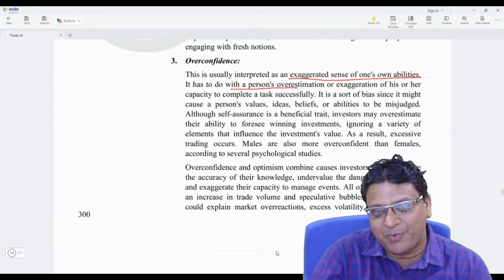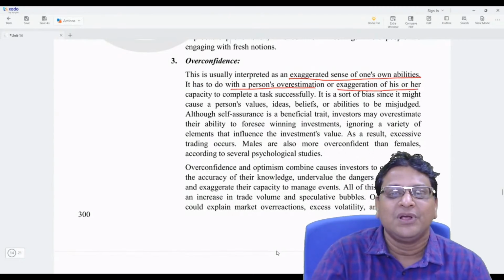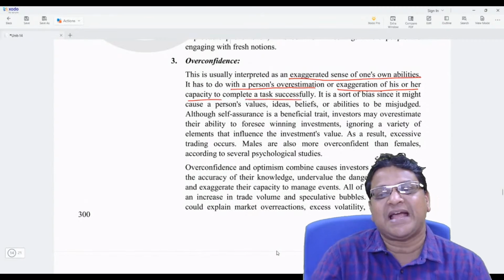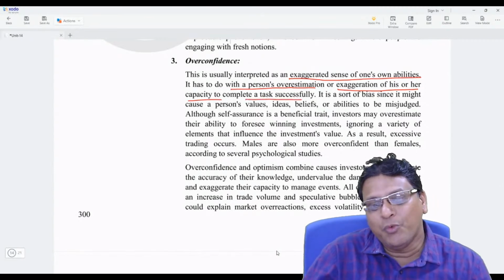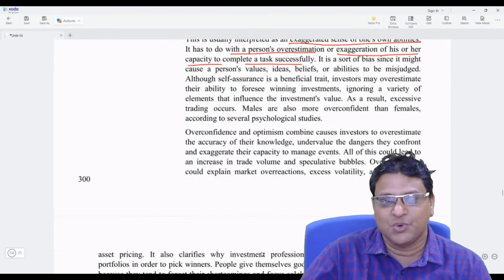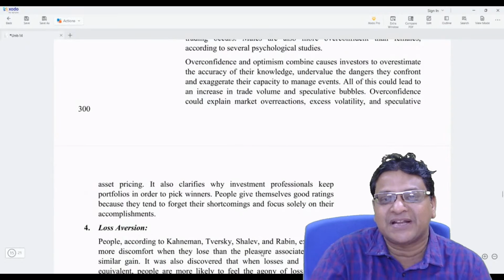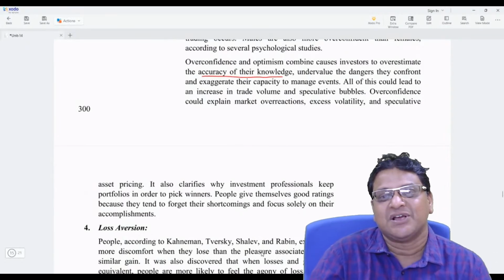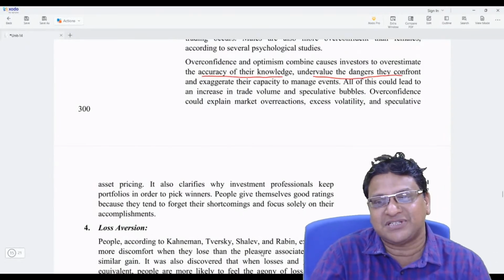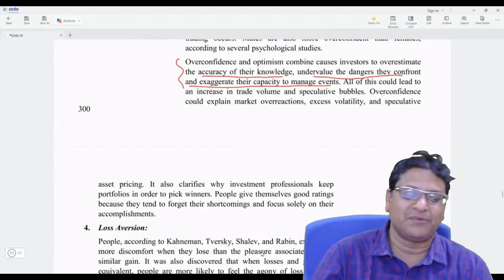It has to do with a person's overestimation or exaggeration of his or her own capacity to complete a task successfully. People overestimate their skill of investment. So overconfidence and optimism combined cause investors to overestimate the accuracy of their knowledge, undervalue the dangers they confront, and exaggerate their capacity to manage events. This is known as overconfidence.